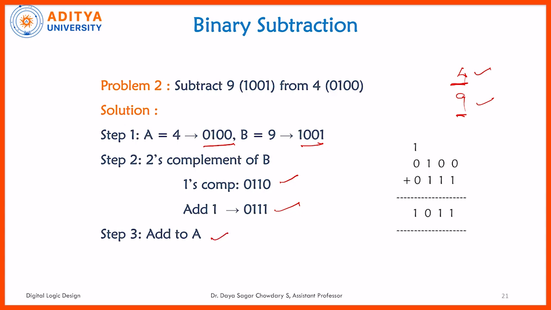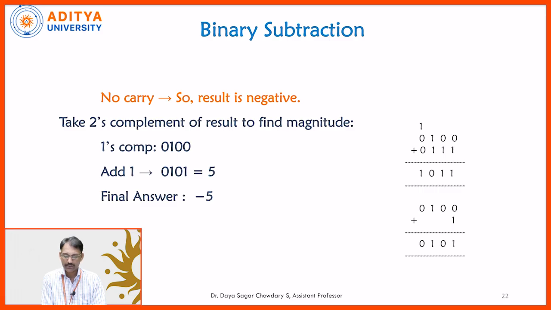If we add, there is no carry. If there is no carry, the result is negative, so we have to keep this in mind. Again we have to calculate the 2's complement of the result, and then we will get the final result. That is 5, so the final answer is minus 5.